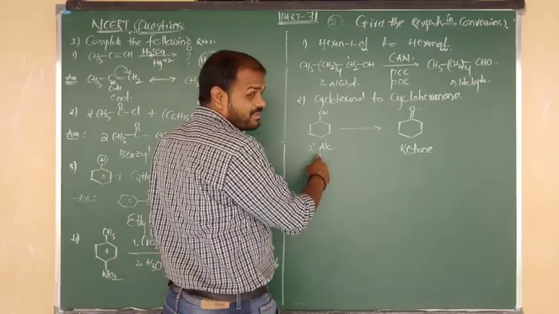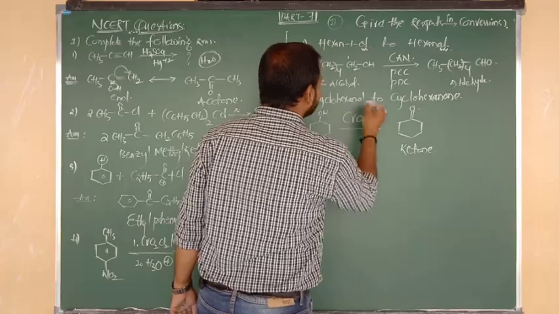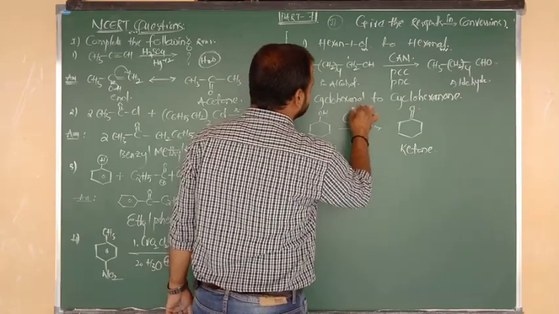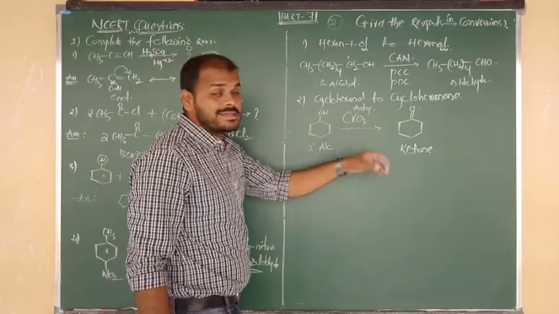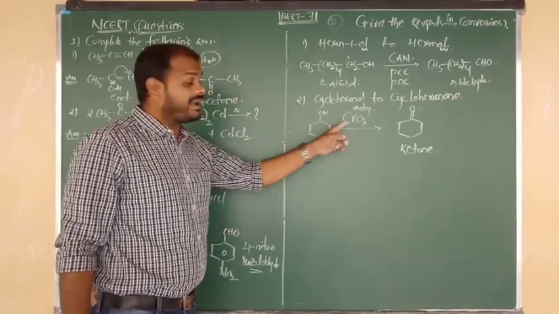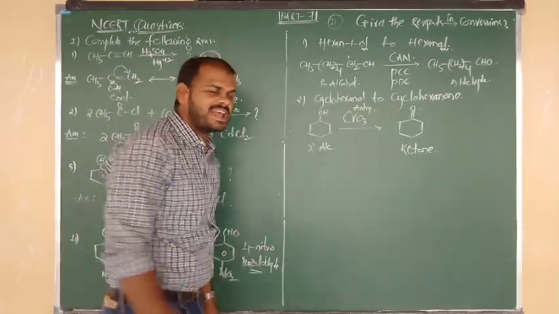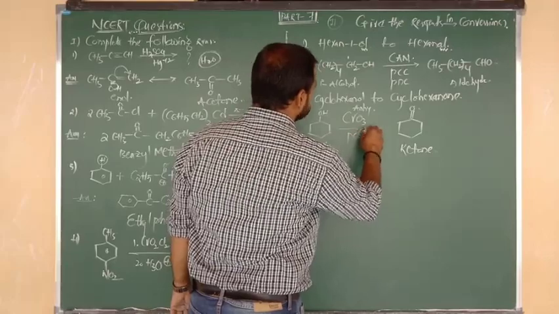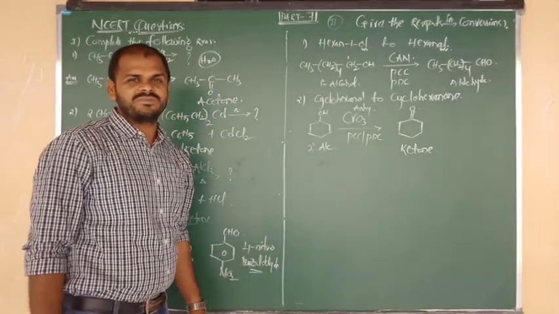But here not for primary, for secondary. So for secondary, the most suitable is CrO3, and I have said that is anhydrous CrO3. Sorry, CrO3 means what? Chromic anhydride. It selectively oxidizes secondary alcohol to ketone. Yes or no? And also we can write PCC, and also we can write PDC. Like that, so many examples we can write.